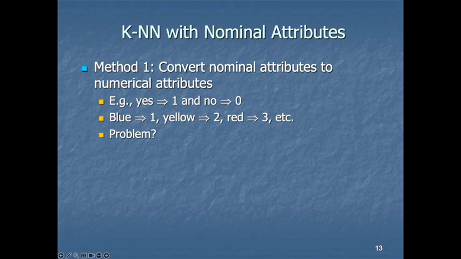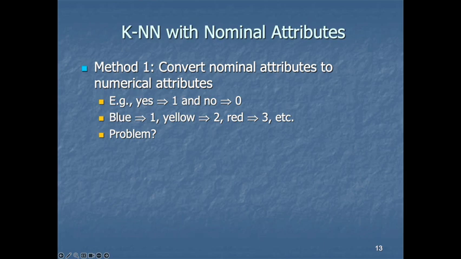Yeah. Because let's say in this table you have a column color, and for the colors you have red, blue, yellow, and let's say black. And we assign numbers like 0, 1, 2, 3.